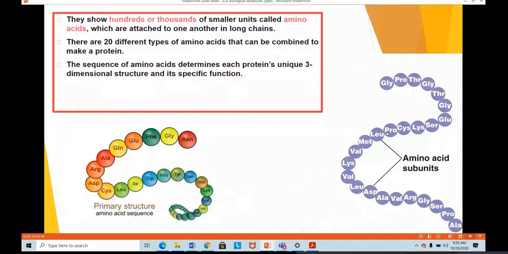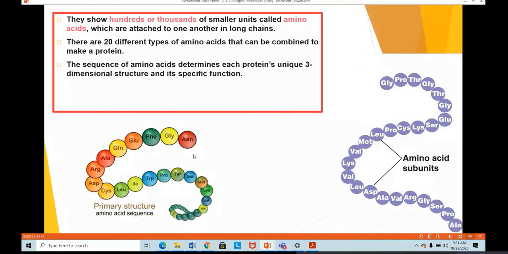They show hundreds or thousands of smaller units called amino acids, which are attached to one another in long chains. Exactly like polysaccharides, in which the various glucose molecules are linked together in the form of long chains, the protein molecule is similarly made up of amino acids linked together in long chains. There are 20 different types of amino acids that can be combined to make a protein molecule.